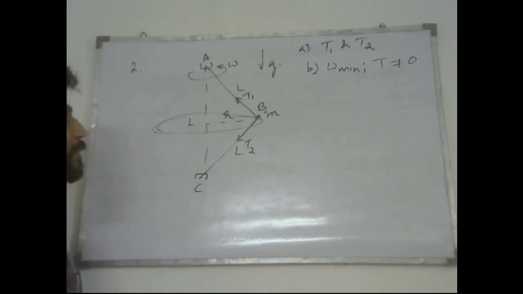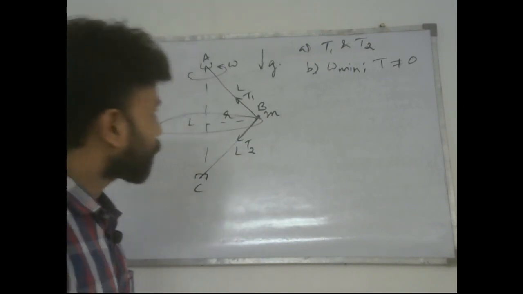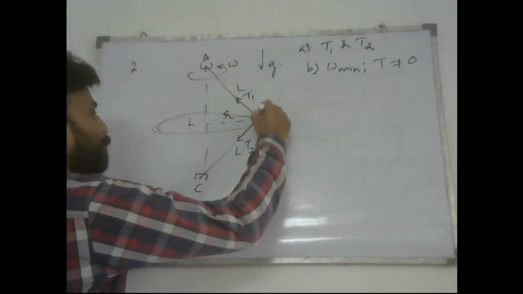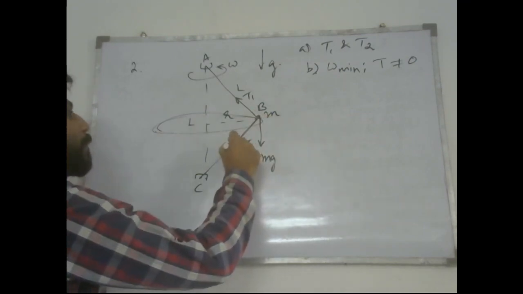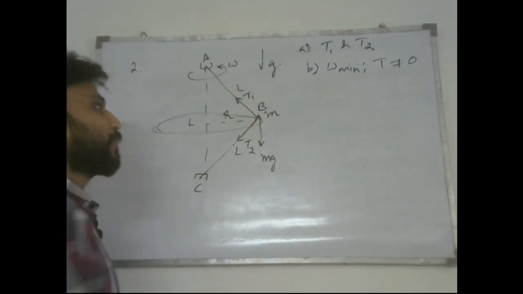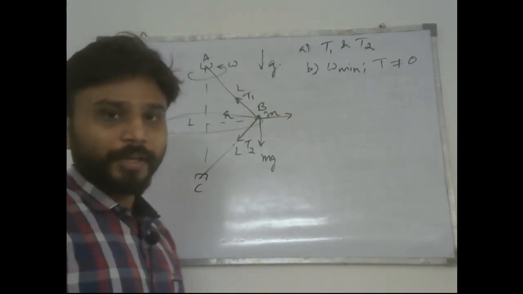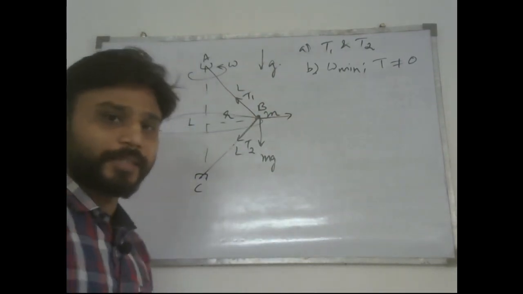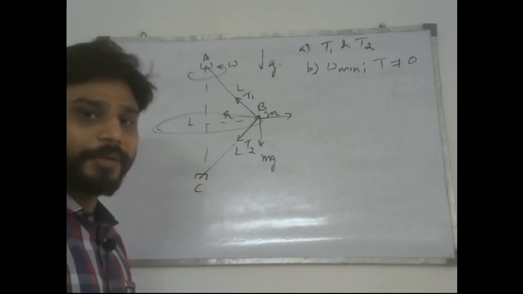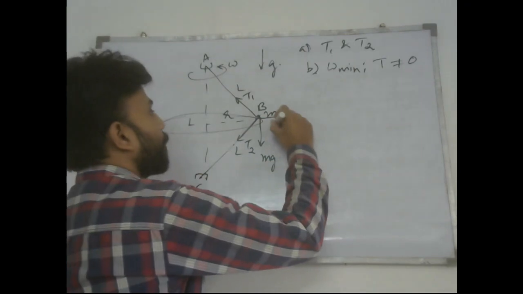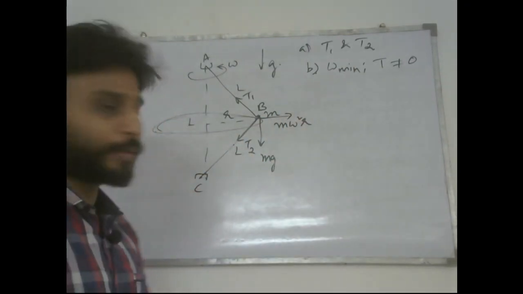So what are the forces acting on the mass m? First we will be evaluating T1 and T2. The forces acting on mass m would be the gravitational force mg, tension T2 along the string, tension T1 along the string, and the centrifugal force in the outward direction. So let us now apply the concept of centrifugal force in this particular area, and see how it helps us in solving the question. It is m omega square r, and its direction is radially outward.